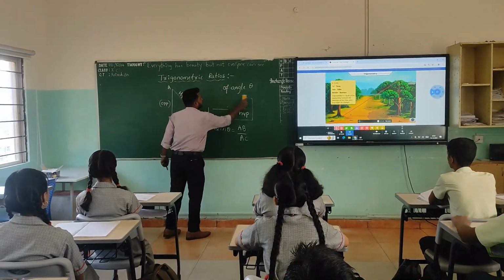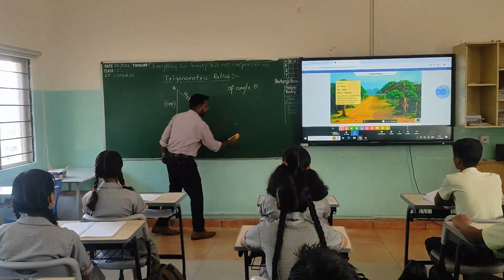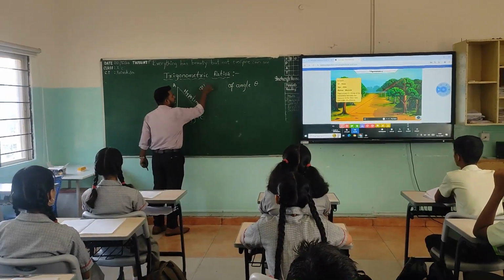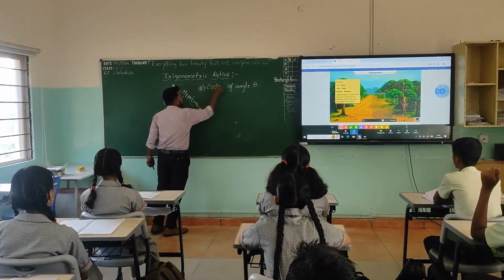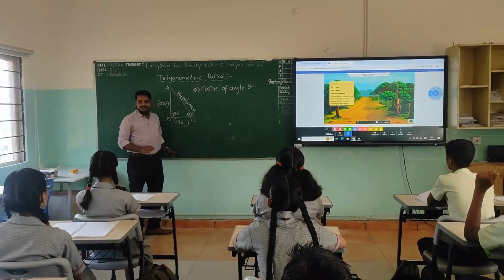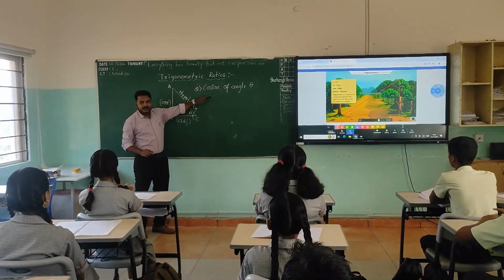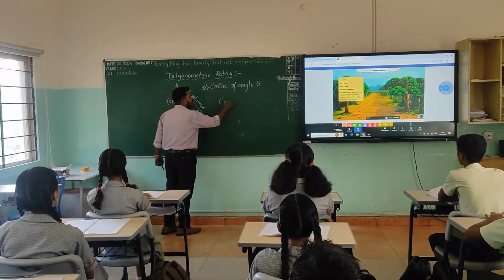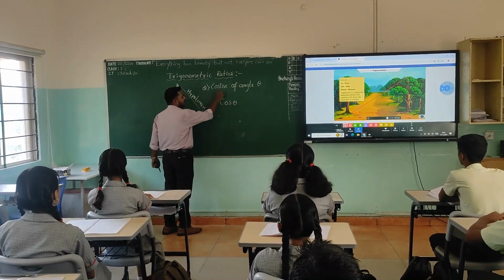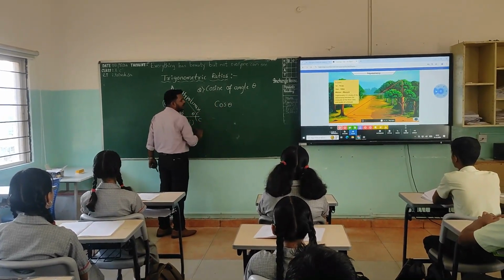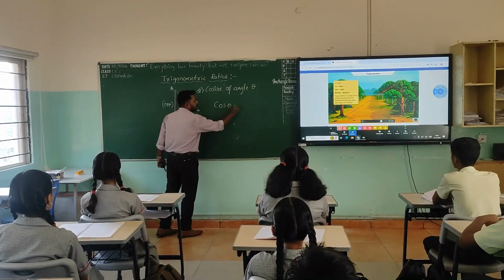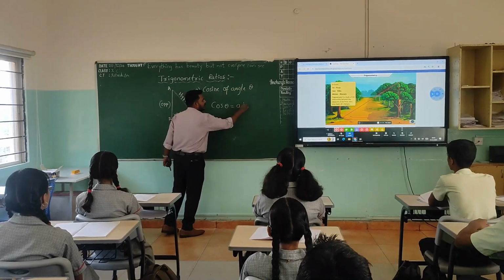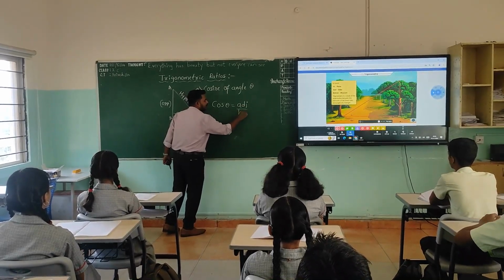So which is the second ratio? The second ratio we call cosine, the cosine of angle theta. In short form, cos theta, the first 3 letters, cos with angle theta. So what does cos theta mean? It is the ratio of adjacent side divided by hypotenuse side.